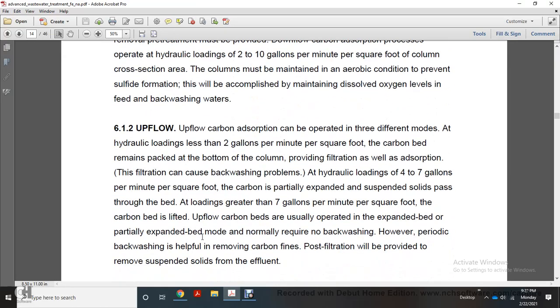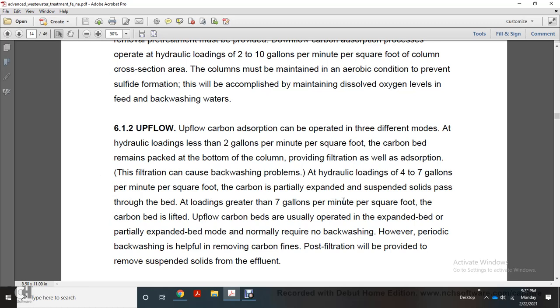Upflow carbon adsorption can be operated in different hydraulic modes, using loadings less than 2 gallons per minute per square foot. The carbon bed remains packed at the bottom of the column, providing filtration as well as adsorption. Filtration can cause a backwashing problem. Hydraulic loadings of 4 to 7 gallons per minute per square foot: carbon is partially expanded as the suspended solids pass through the bed.